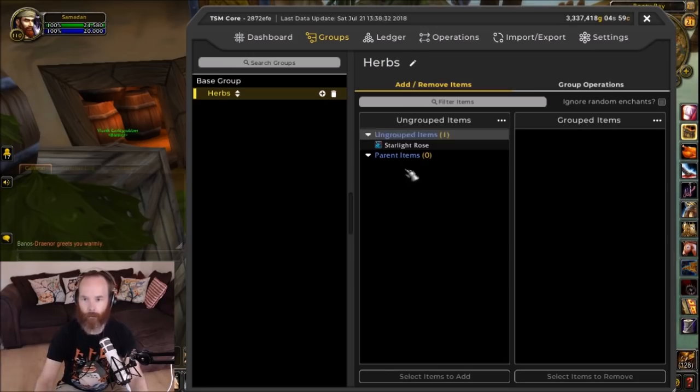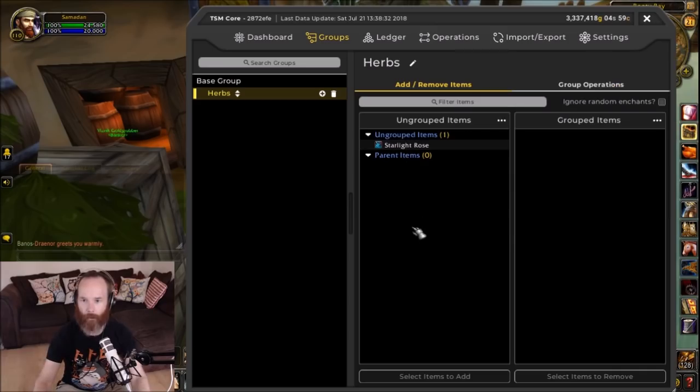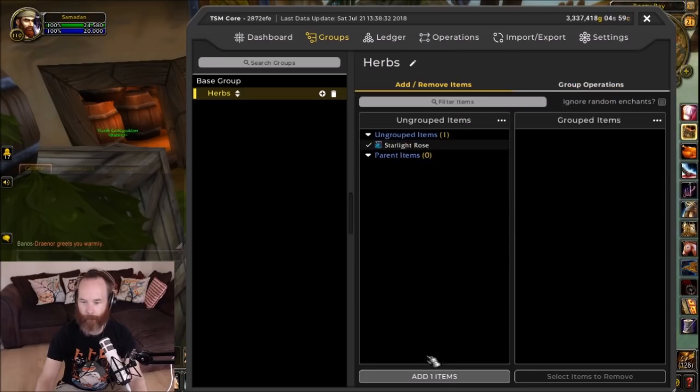So to add the item, the easiest way to get it across is to have it in your bags and then copy it in. There are other ways of adding items into groups or importing strings and so forth, but for now we're just going with the simple option, which is to have something in your bags and then add it to a group if it's not already in a group. So it's here and we add the item, then it appears here in the list, grouped items.